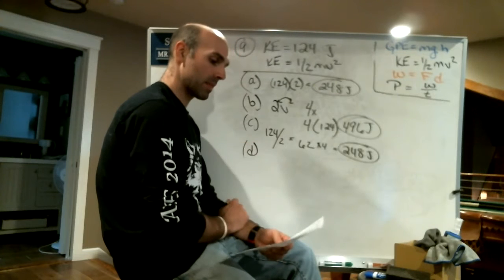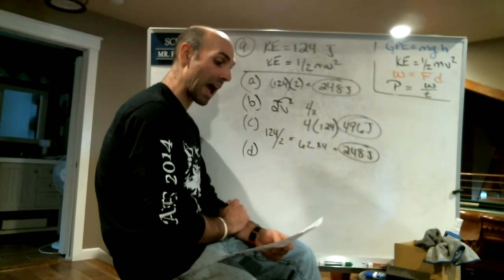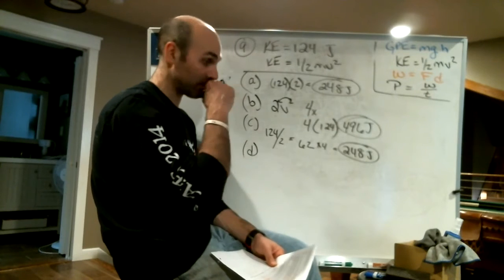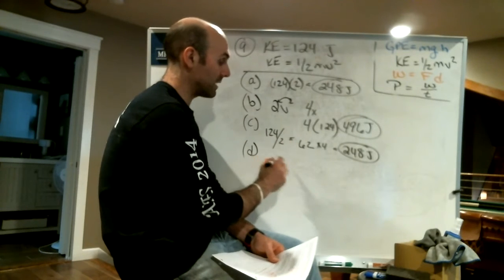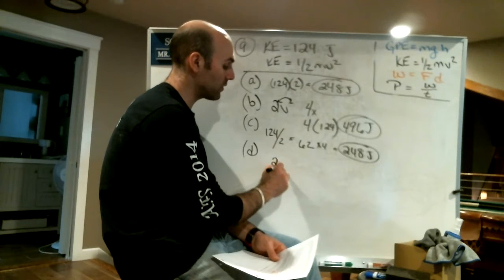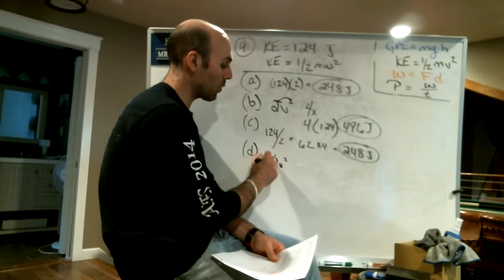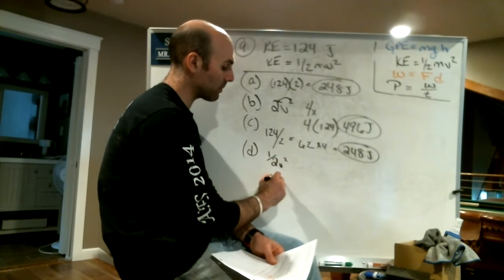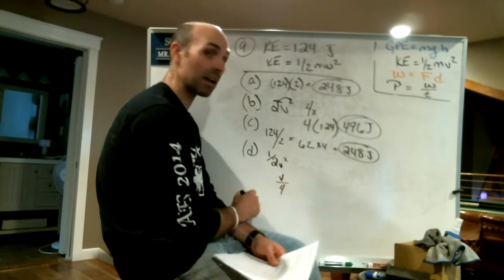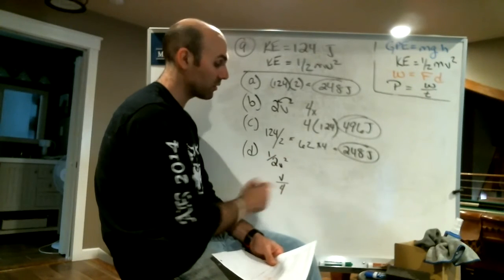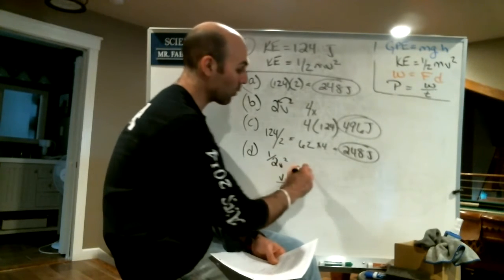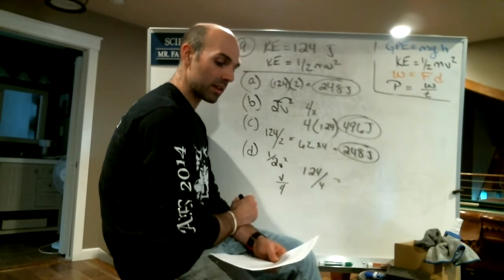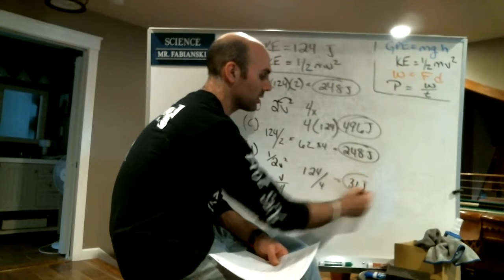Part D. The same mass was moving with half of the speed. Now we're moving it at half the speed. So instead of doing 2 velocity squared, we're going to do 1/2 the velocity squared, which means our 4 is now down at the bottom. We're going to take velocity and divide it by 4, since 2 squared is 4. So we take our original 124 and divide it by 4, and doing this gives us 31 joules.